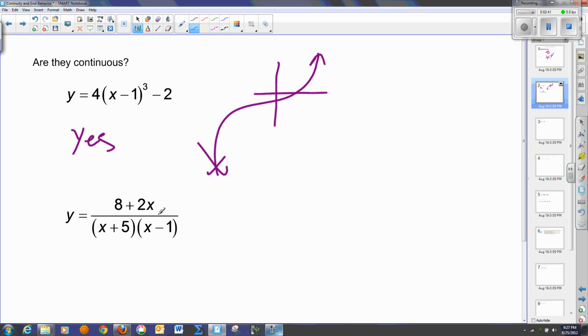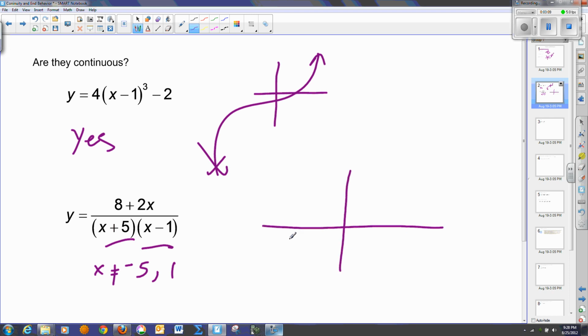Now, this function, we may not know how to graph this at this point. However, we do know that in the denominator, there are two places where x cannot have specific values. The domain is restricted, we say, at -5 and at 1. Now, when that domain is restricted, that means typically you create an asymptote. And we'll talk about this a little bit more later. But at -5 and +1, these have asymptotes. So we know it's not continuous. It's not asking us which type of discontinuity we have, just whether or not it's continuous.